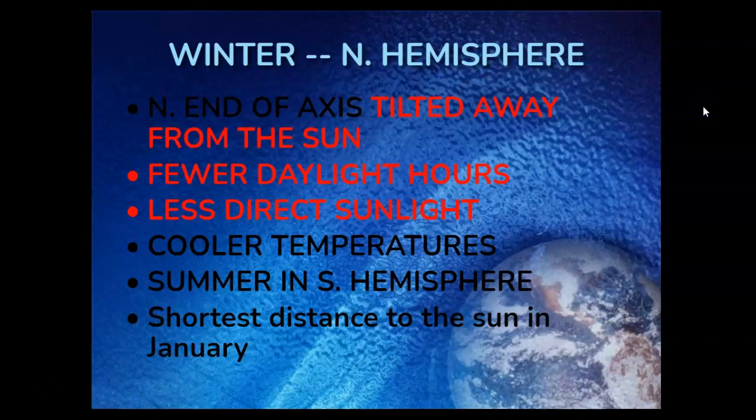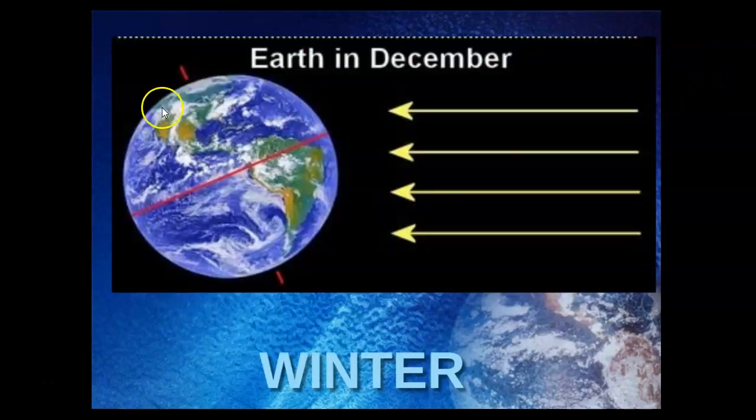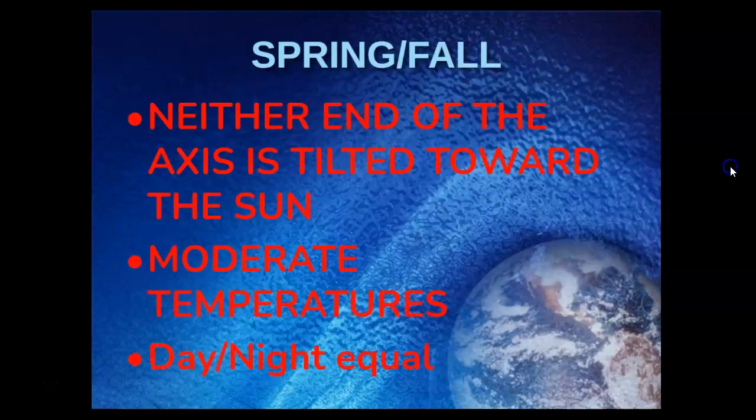When it's winter, it's going to be the opposite. The north end of the axis is going to be tilted away from the sun, which results in fewer daylight hours and less direct sunlight. So we have cooler temperatures. Think about it. It gets dark early in winter, sometimes 5, 6 o'clock, so that we have less daylight hours. In this position, the north end is tilted away from the sun. Now the southern end is tilted towards the sun. So north would be in winter, southern hemisphere would be in summer.